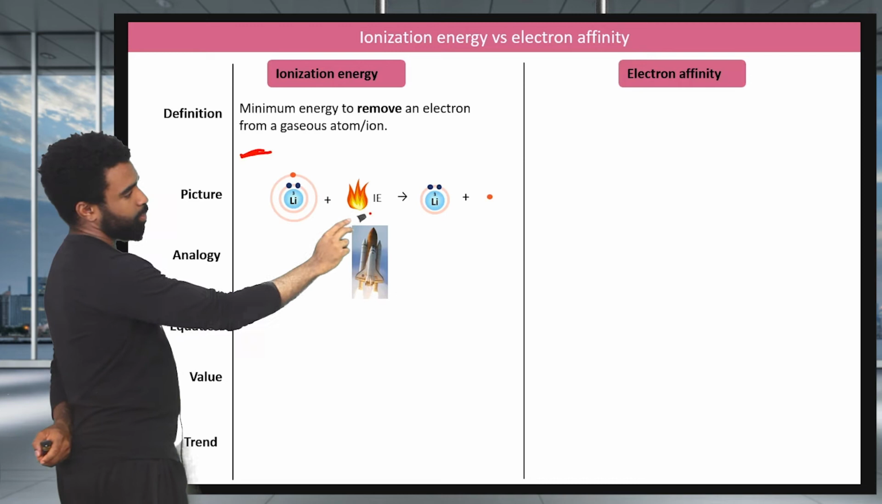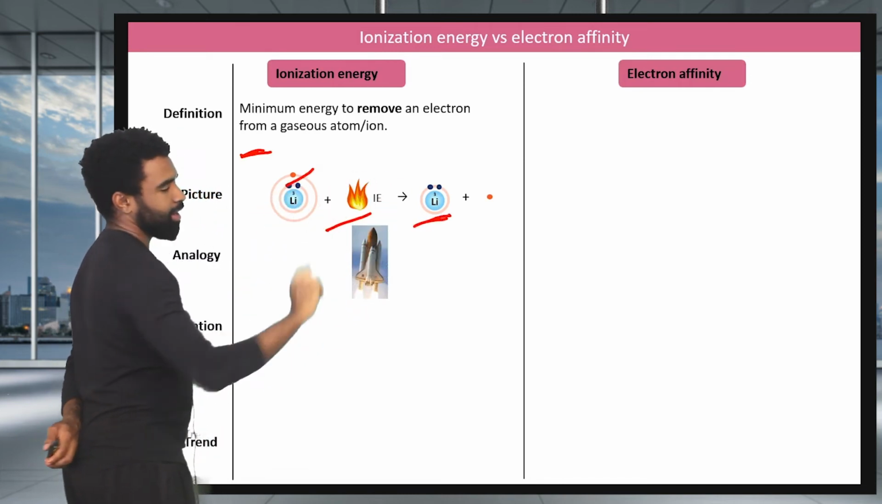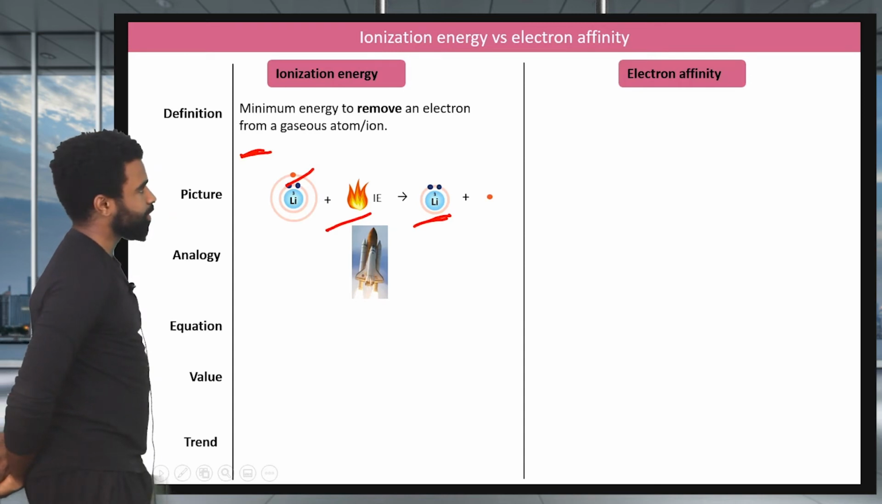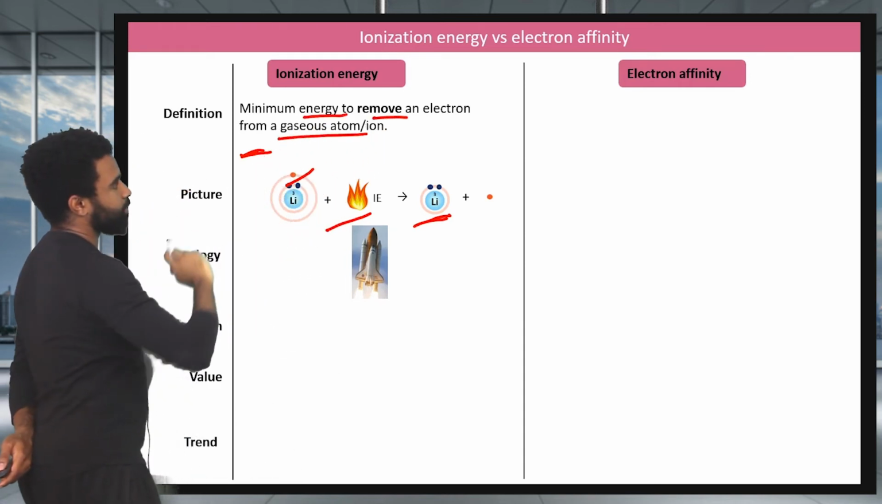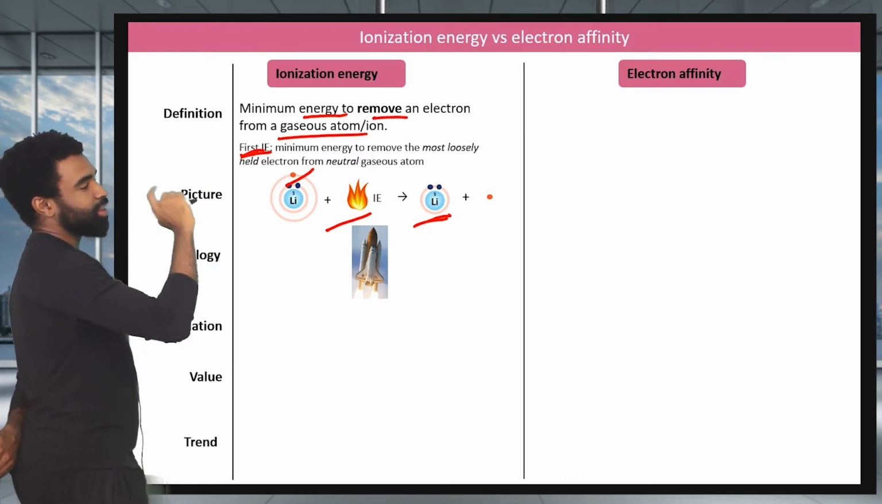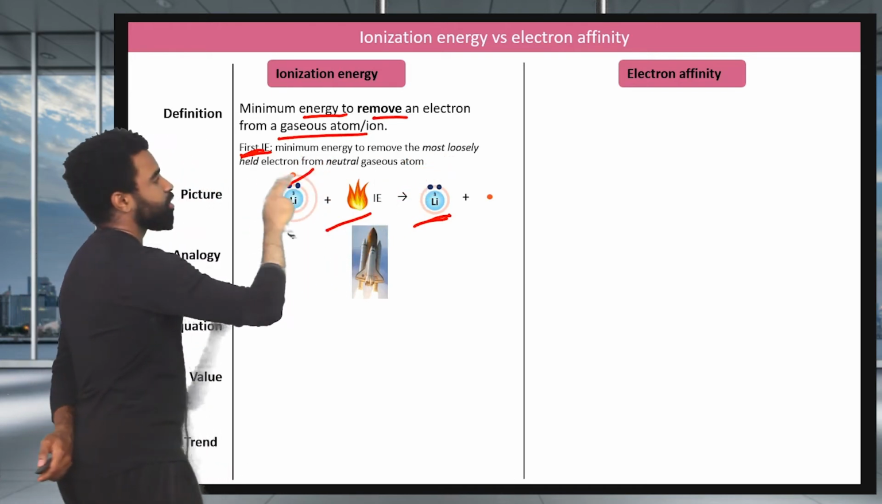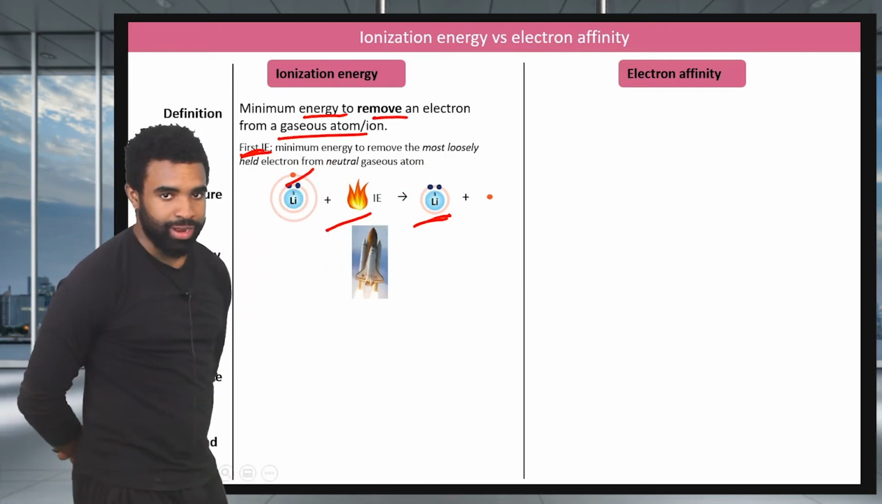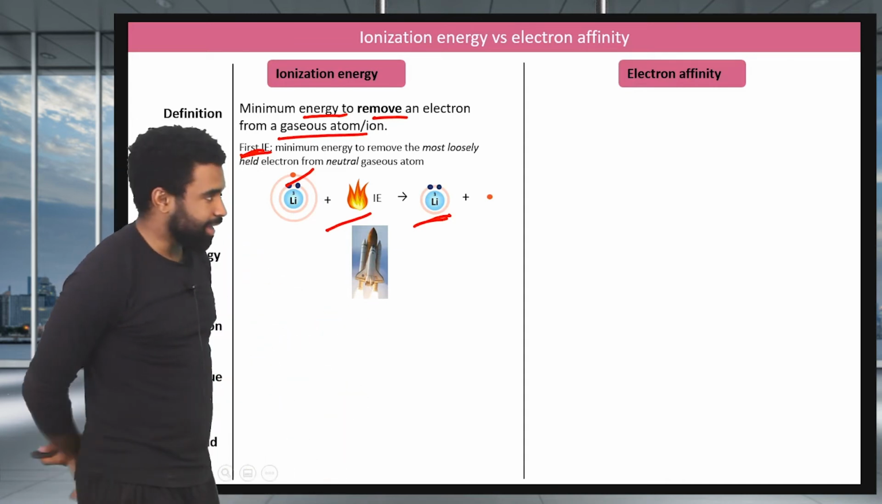We said that if you put in a certain amount of energy, you can liberate an electron and form a cation, right? And we gave the relevant definition there. We can also define the first ionization energy, which is the minimum energy to remove the most loosely held electron from a neutral atom, as opposed to just ionization energy, which is for any electron.